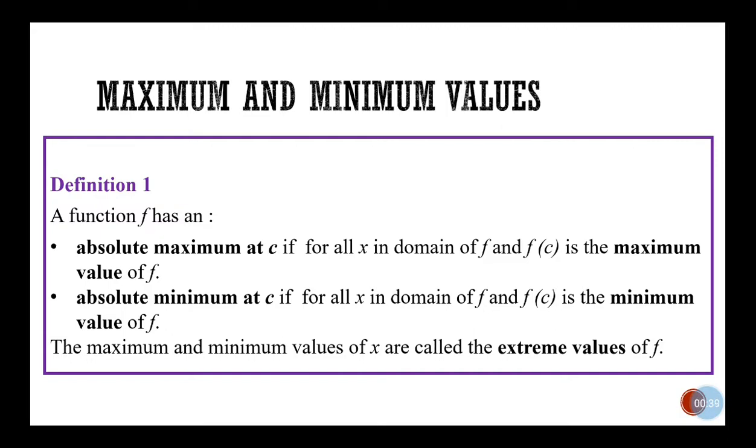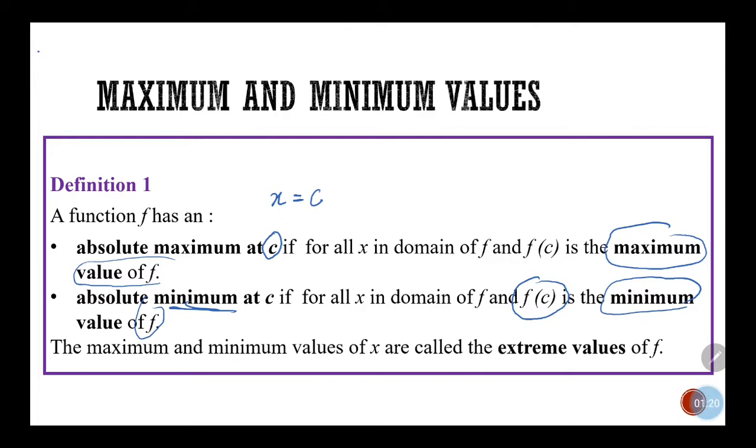Okay, so by definition, a function f has an absolute maximum at c. Maksudnya c ni is the position of x, is the value of x. Absolute maximum at x equals c if for all x in the domain of f, f(c) ni value dia yang paling tinggi. f(c) is the maximum value of f. Whereas absolute minimum at x equals c if kalau value c tu kita masukkan dalam f, it results in the smallest value of the function.